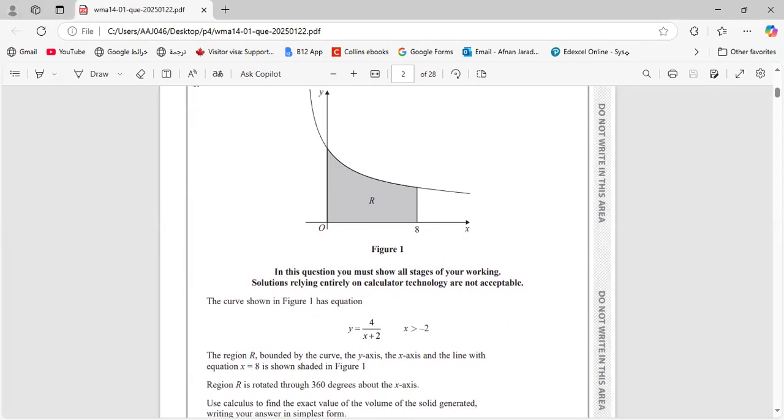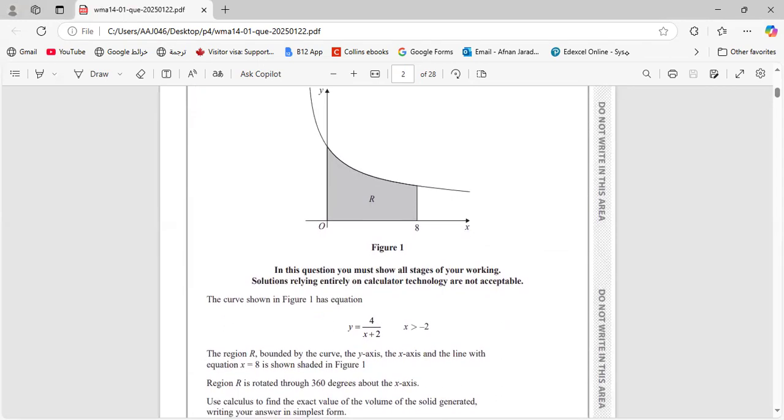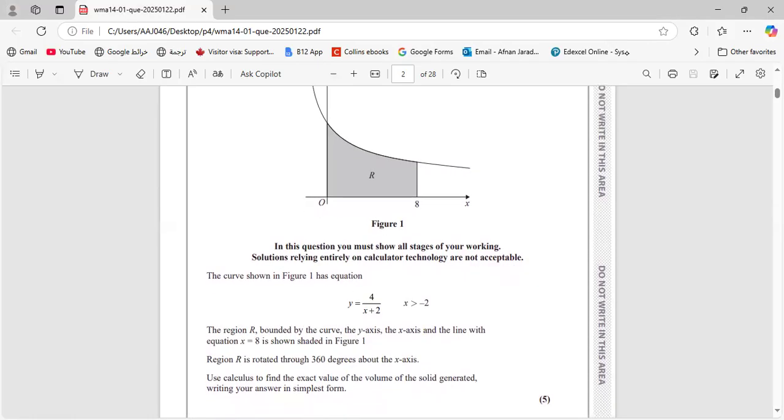Question number one is about the curve shown in figure 1, which has equation y equals 4 over x plus 2. The region R is bounded by the curve, the y-axis, the x-axis, and the line with equation x equals 8, shown shaded in figure 1. Region R is rotated through 360 degrees about the x-axis. Use calculus to find the exact value of the volume of the solid generated, writing your answer in simplest form.